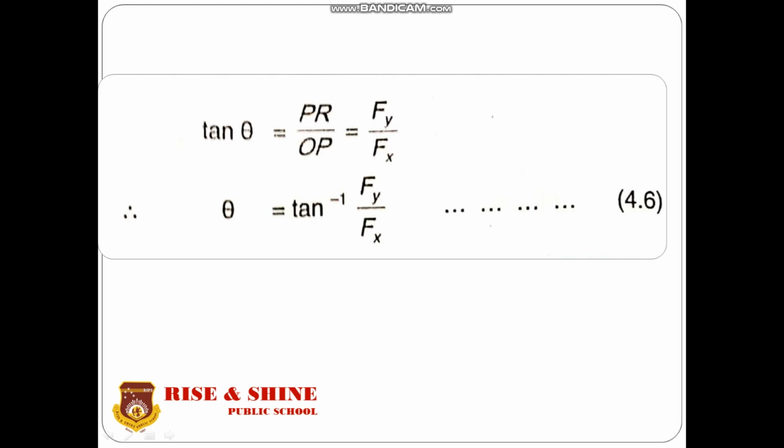Now if we have to find the angle theta of a force from its components, we use the third trigonometric ratio, which is tan theta equal to perpendicular divided by base. Perpendicular is PR, and base is OP. Perpendicular is represented by the vertical component of the force, which is Fy, and OP is represented by the horizontal component, which is Fx. Now we have to find only the angle theta, so tan moves to the other side of the equation and becomes tan inverse of Fy over Fx. This is equation 4.6 to find the angle of a force from its components.